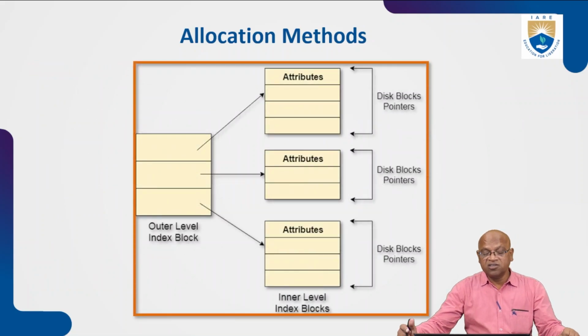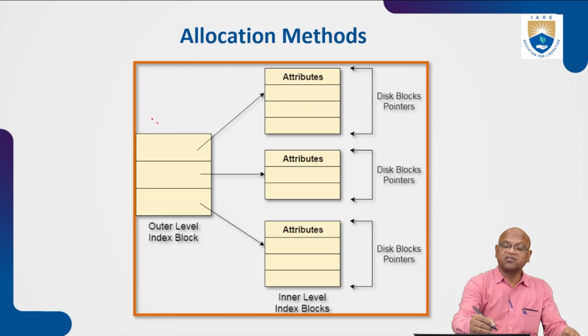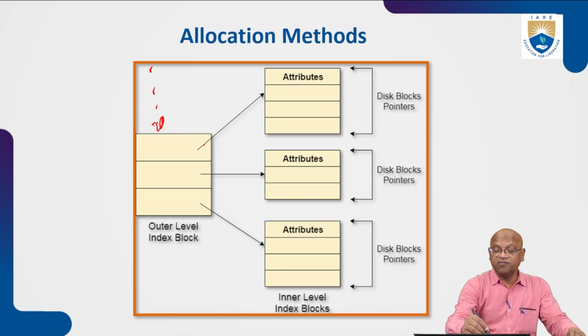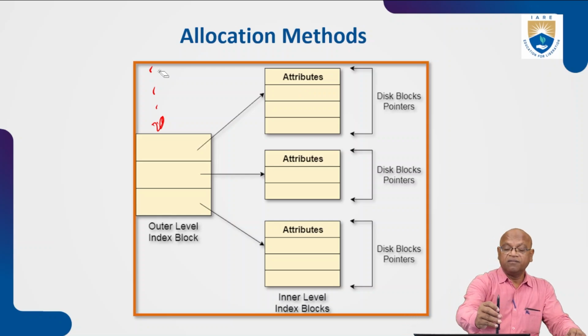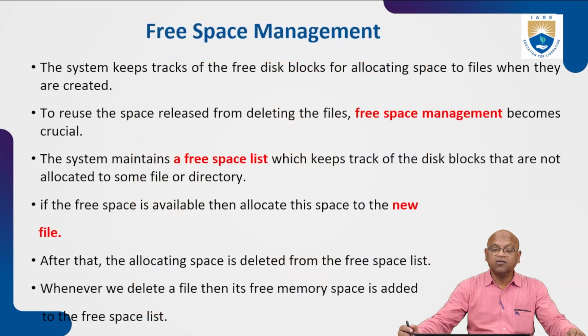So in allocation methods, you see the outer level index blocks. This is the outer level index, maybe 100 or 20. Just you see, like this there are 20 index blocks, and each index block is given disk block pointers. These are the disk blocks where the data is saved. Like this, we can allot data for large size files also. This is the thing.